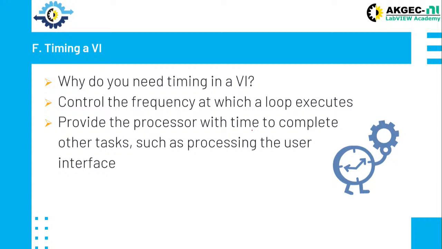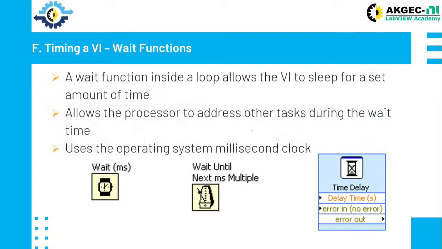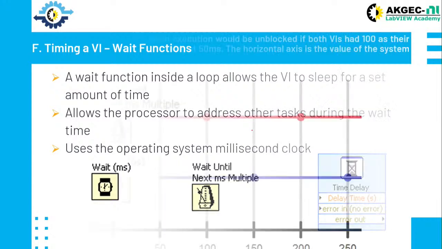To execute a VI with some delay, we will use a timing VI, and we will introduce this timing VI in our for loop or while loop, so that we can see the iteration process. And there are 3 different wait functions which we can use depending on our application: wait millisecond, wait until next millisecond multiple, or elapsed time.